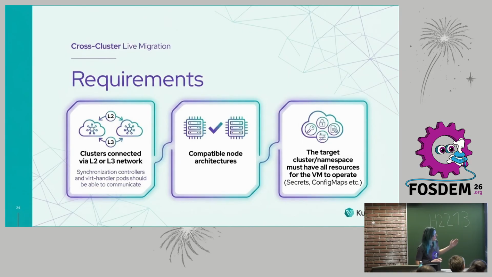And also, you need to make sure that your target cluster has all the resources that your VM requires. So if your VM uses a vGPU, make sure that you have it in the target. Or you can use an orchestrator who can do it for you. They actually have an orchestrator. I will talk a bit later about it.